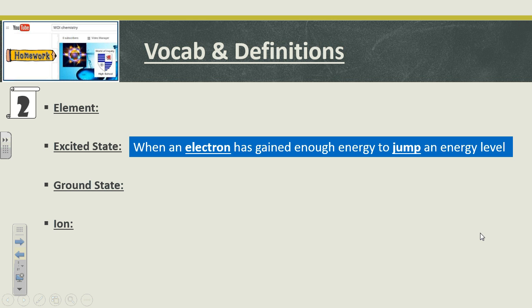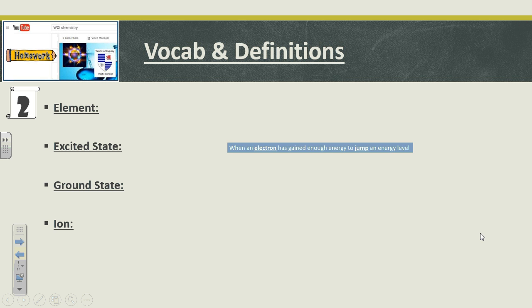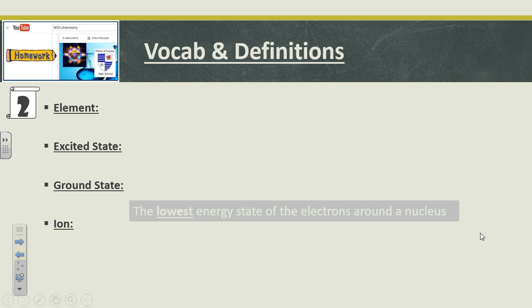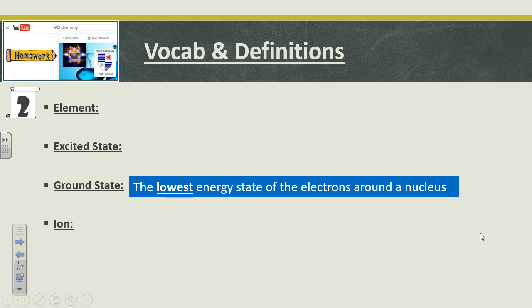When an electron has gained enough energy to jump up an energy level, we will find they can jump up 2 or 3. The ground state is where he was to begin with. Normal, low, stable energy. He's the ground state. So ground state is how we're going to find normal atoms. It is the lowest energy state of electrons around the nucleus. Lowest energy state means stable, by the way.